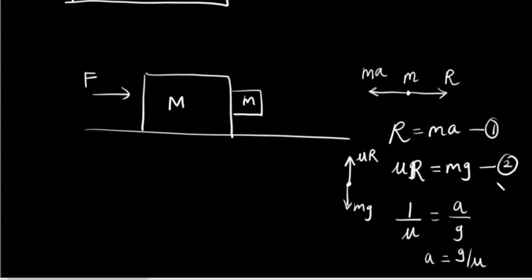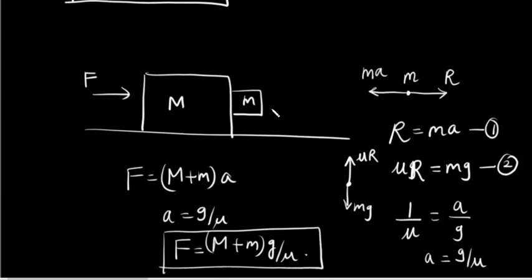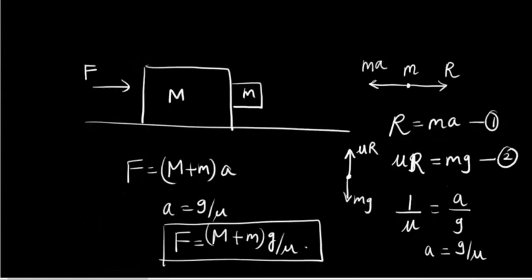So I get the acceleration here. And again the force is equal to capital M plus small m into a. So a is equal to g by mu, which we already know. So F is equal to M plus m into g by mu, which is the same answer. Here we went in the frame of reference of small mass m, which was an accelerating frame of reference. So we got the same answer, M plus m into g by mu.